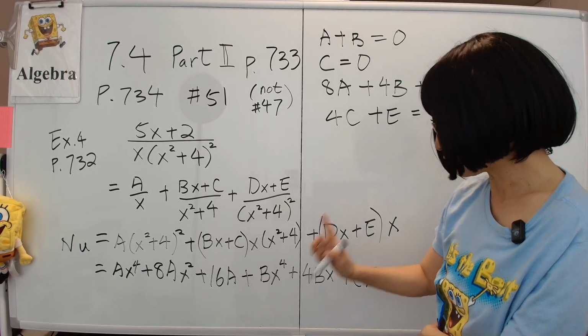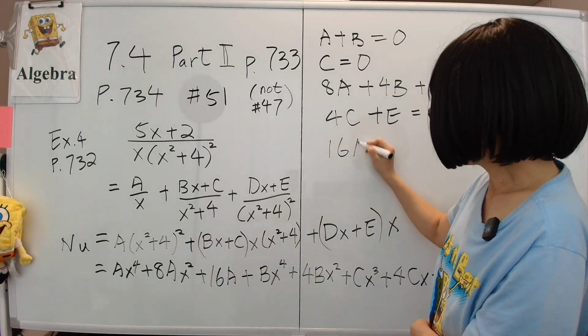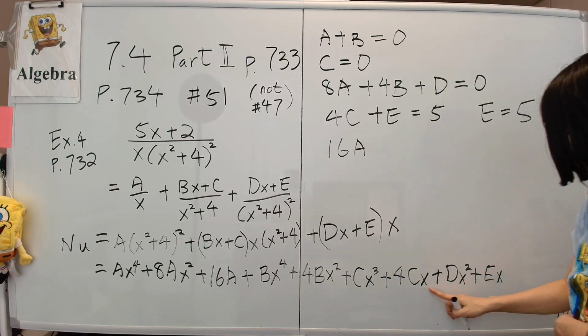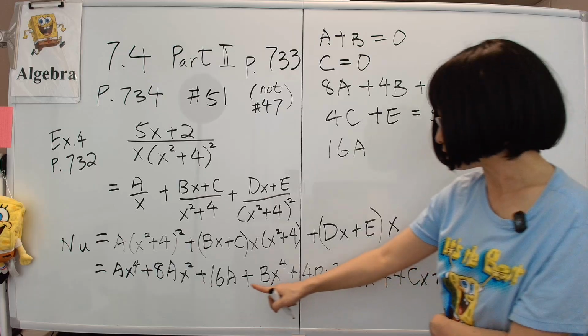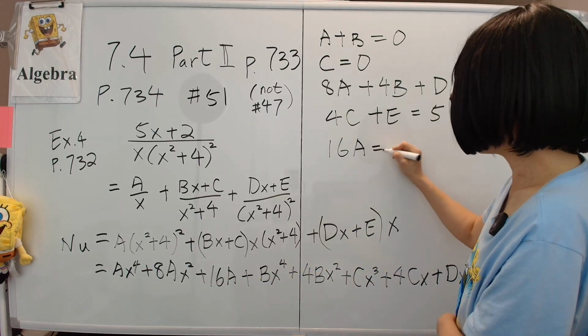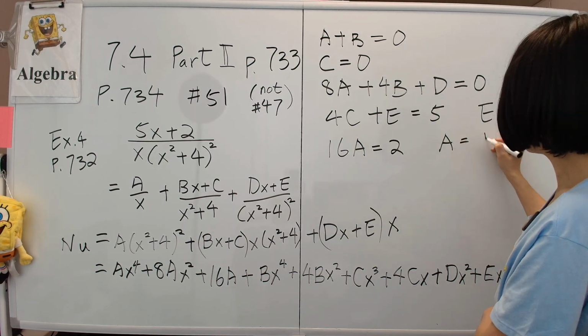And next, constant terms. This is 16a. Any more? Constant, constant, constant. No, I'm not seeing it. Yeah, I only see this. Okay. All right. So 16a is equal to 2. So then a has to be equal to 1 over 8.